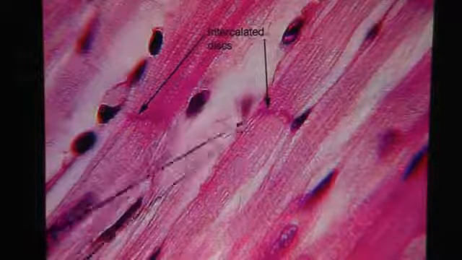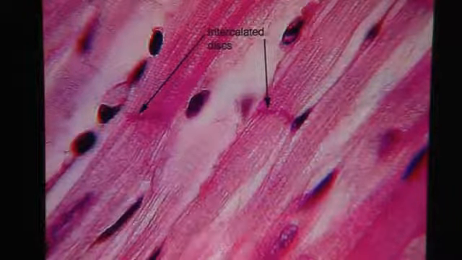Here's another view, and you see some faint striation, okay, not as good as the ones in skeletal muscle, but you do see intercalated disc, and when you see these things, you know it is cardiac muscle. Notice how round the nuclei look compared to the skeletal muscle nuclei, and of course there's branching.